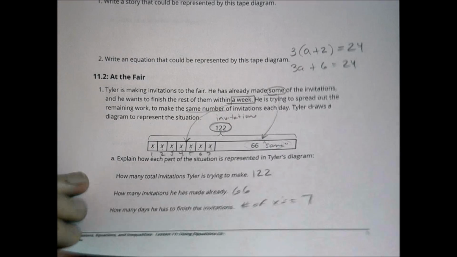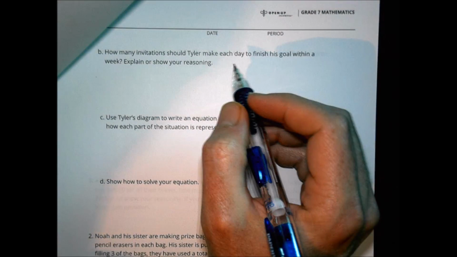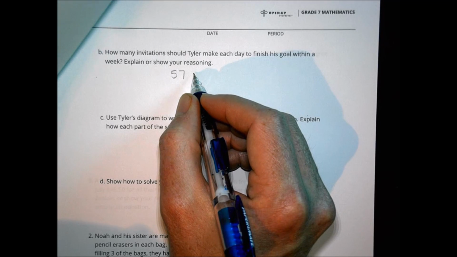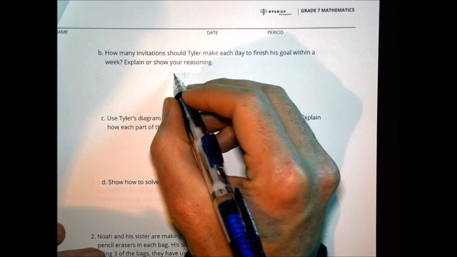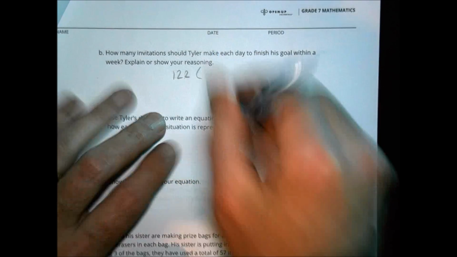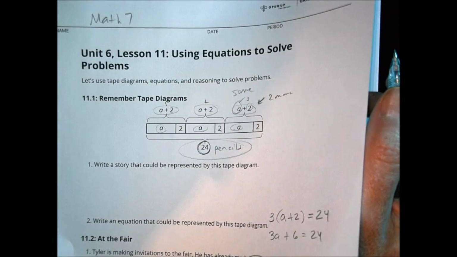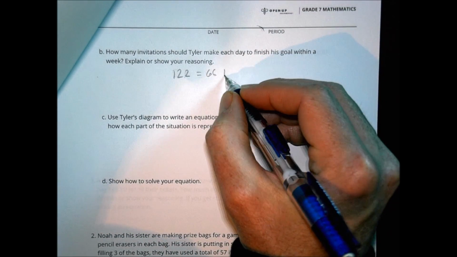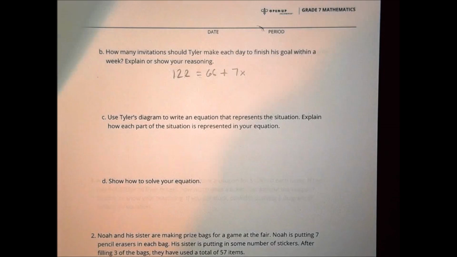Now in terms of how many invitations Tyler should make each day, which is the next question, what we want to do is take a look at our illustration. For our tape diagram, we know that there are 122 total that he needs to make. Sorry, I was looking at the wrong spot there. He has 122 invitations that he's going to make. We know that so far he's made 66 of those. So he's made 66. And then he's going to make 7 times x, some amount every day, so 7 times x.